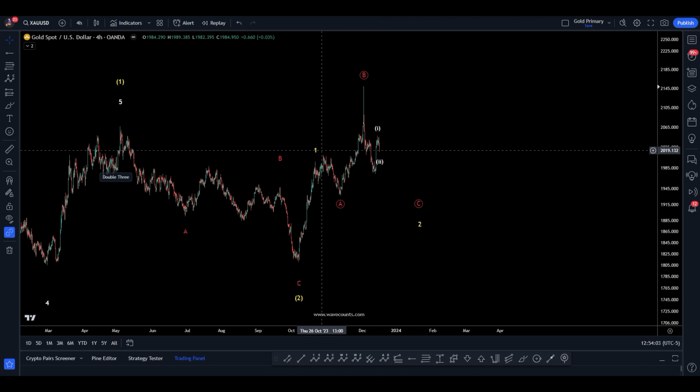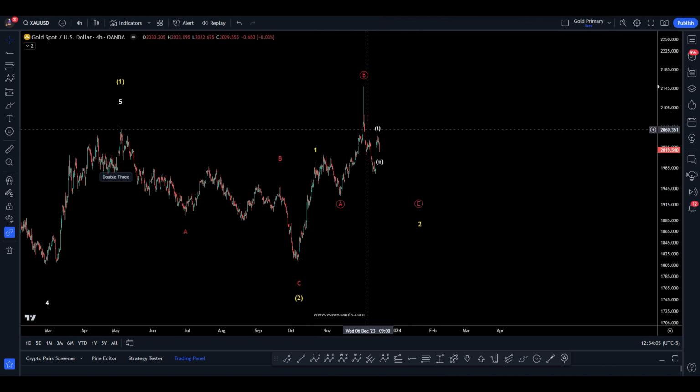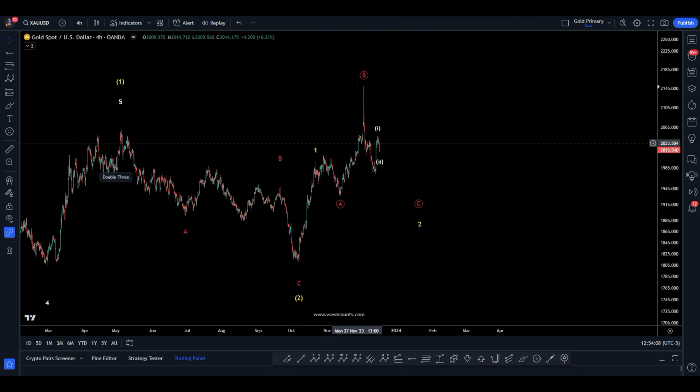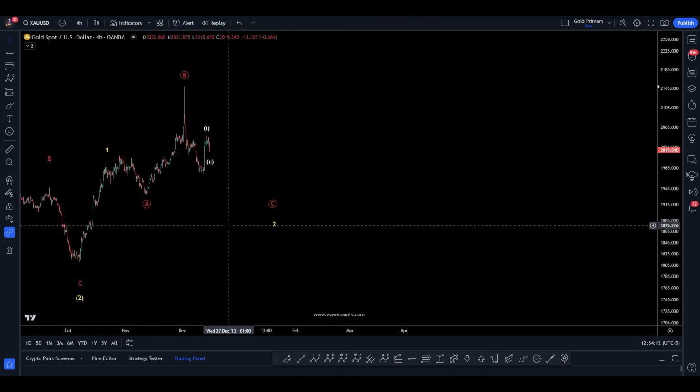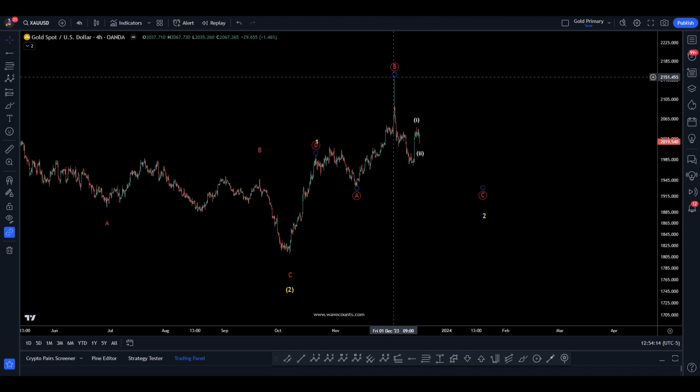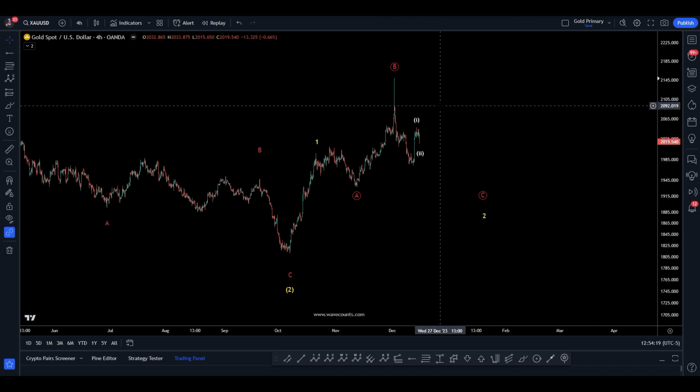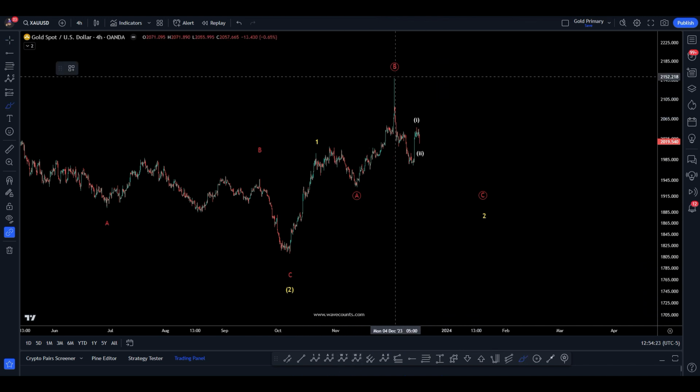That this is all a flat. Now this B wave extension here seems a little bit big to be a B wave, I'm not going to lie. There isn't necessarily a rule on how big B has to be, but it does look a little bit ridiculous. And if true, you would get 5 down, right?